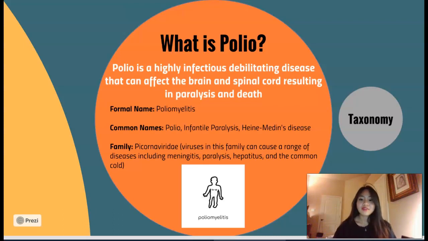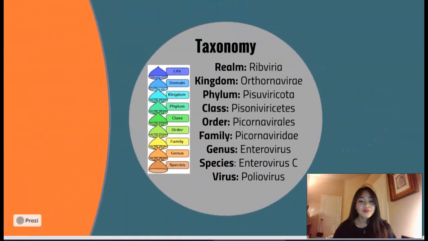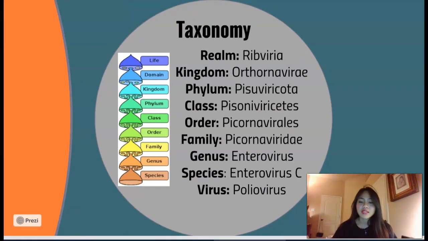It is in the family of Picornaviridae, which houses a numerous amount of diseases y'all might be familiar with, including but not limited to meningitis, paralysis, hepatitis, and even the common cold. So, going forward, here's a taxonomic grouping of poliomyelitis. Because it is a virus, it does not have a specific nomenclature trend that we are familiar with, such as binomial nomenclature, but it's in the genus of Enterovirus. It is a species of Enterovirus C, and the virus is obviously the poliovirus.